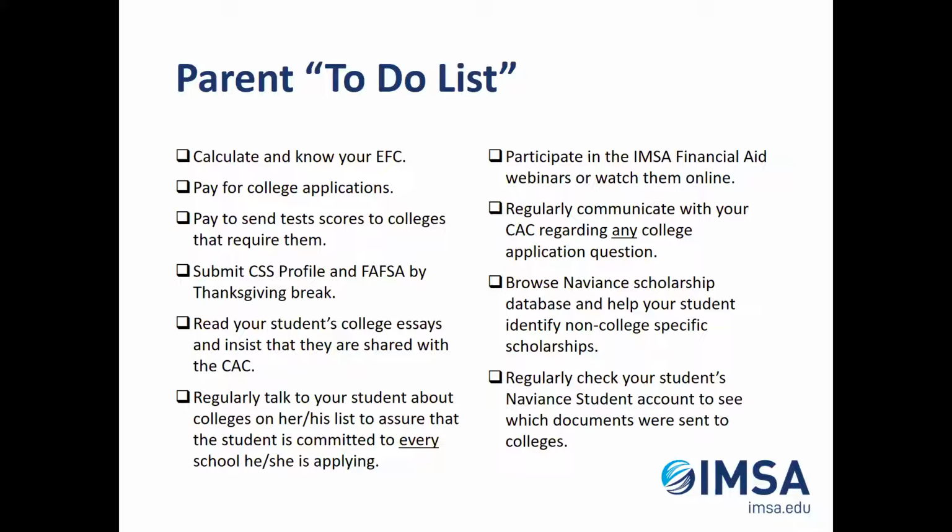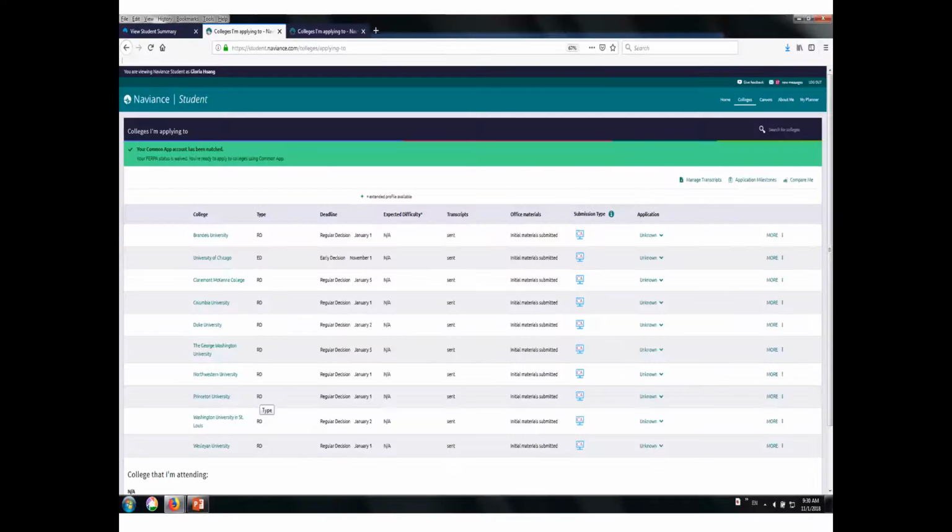Remember, Naviance tells you what we send to colleges. Naviance does not tell you whether or not your student applied. Okay, so here is what I'm referring to when I say Naviance account. Every single parent has access to your student's portal on Naviance. As you can see here, it says office materials, the sixth column from the left, and it says initial materials submitted. That means my office sent all documents on your student's behalf to a particular college or university.